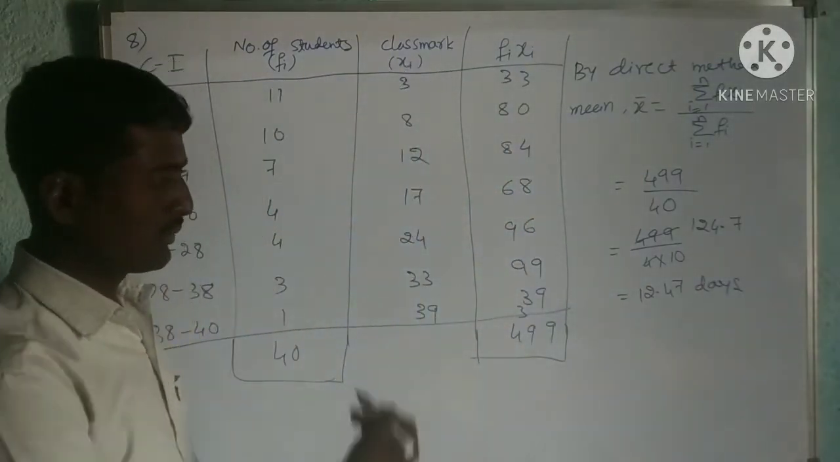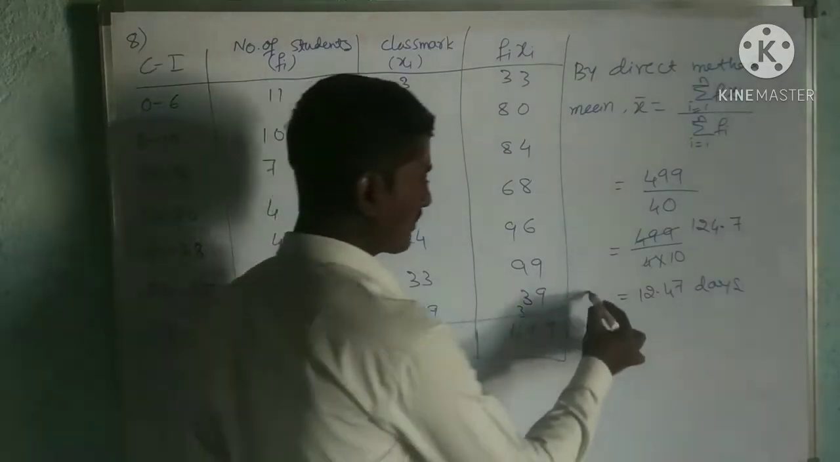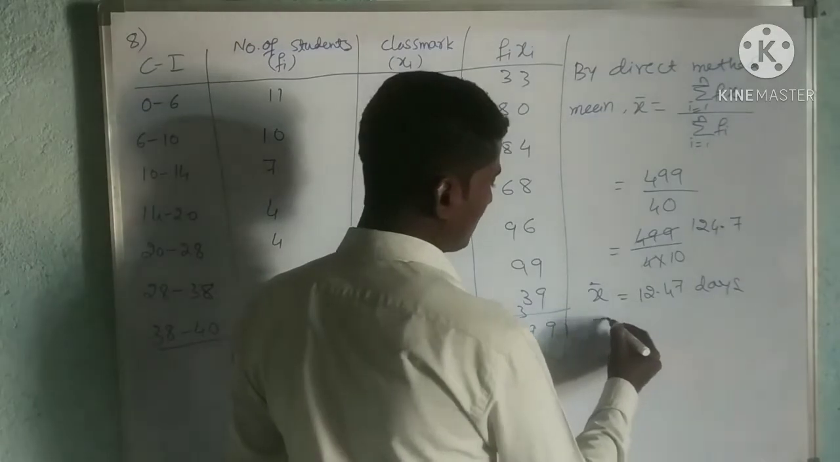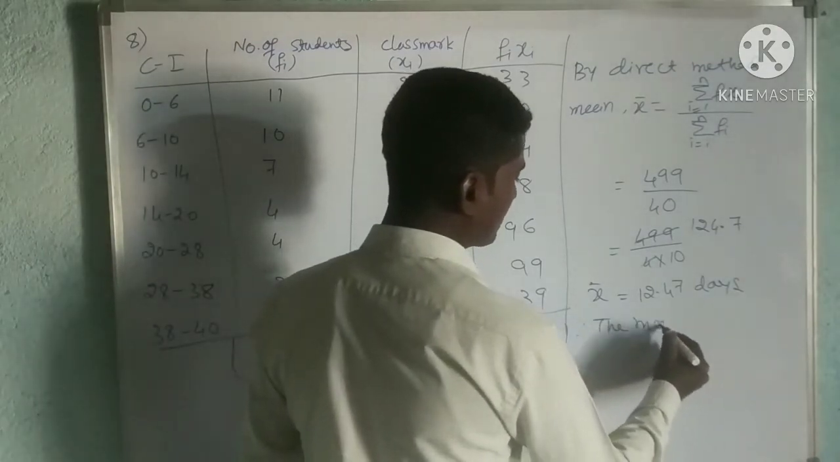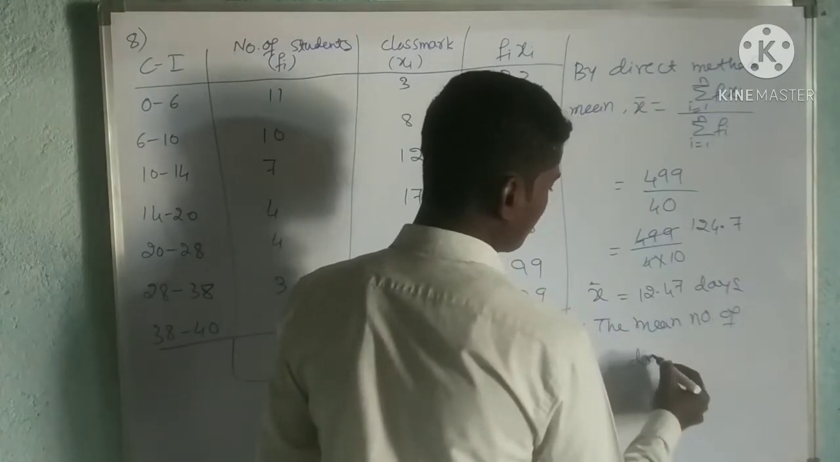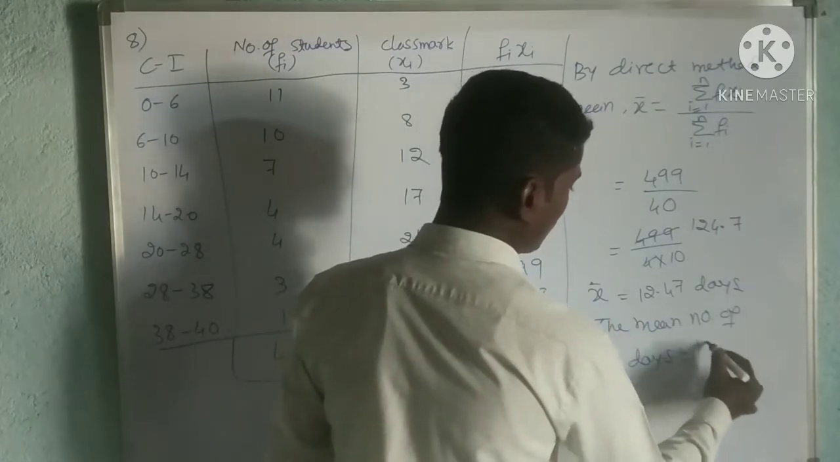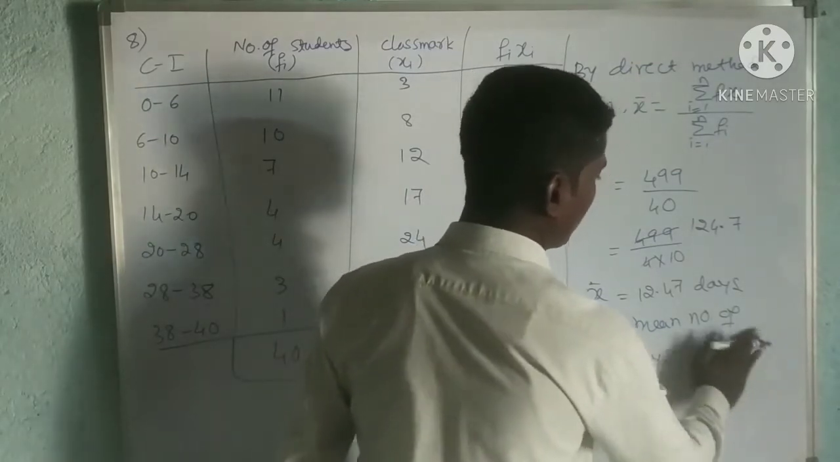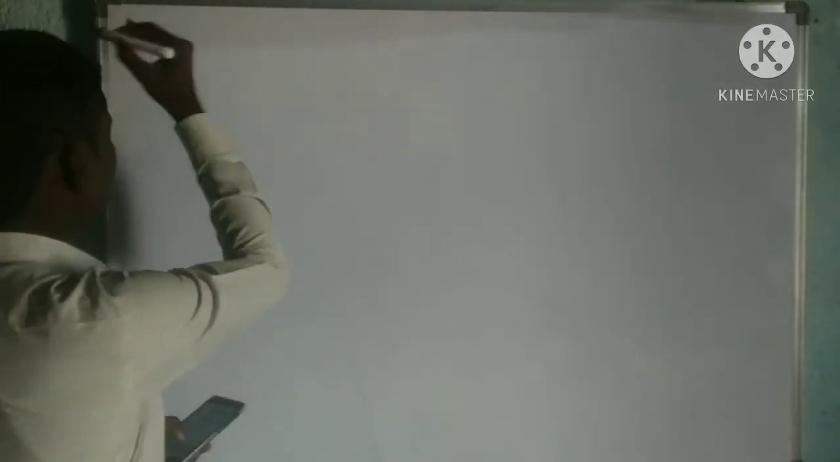And now we have to write the conclusion. So this is x bar. Therefore, the mean number of days is equal to 12.47. Then the last question in the exercise, that is question number 9.